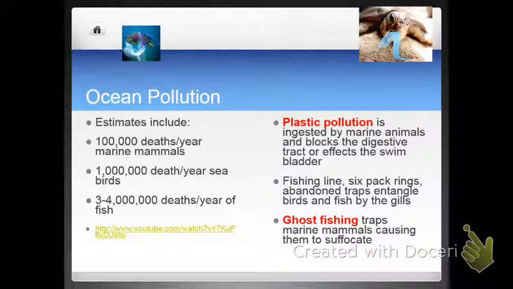Plastic pollution not only blocks the digestive system, but it can be inflated. If it's a plastic bag or anything that can hold air, it can interfere with the swim bladder and the ability of the organism to go up and down in the water column. That's particularly problematic for sea turtles. Fishing line and six-pack rings are some of the plastic pollution that gets thrown overboard. Abandoned traps are called ghost fishing, when a fisherman leaves hooks and traps behind, and marine mammals can get caught in those and can't get back to shore.